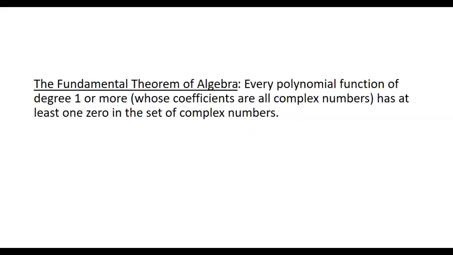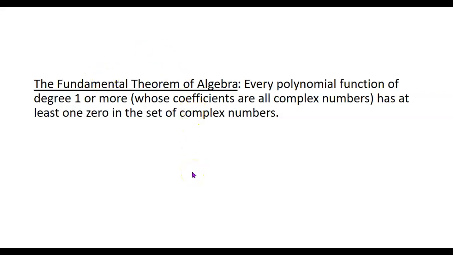the fundamental theorem of algebra. Every polynomial function of degree 1 or more, whose coefficients are all complex numbers, so they could all be real numbers, or you could have complex numbers involving i as some of the coefficients, but every polynomial function has at least one zero in the set of complex numbers.